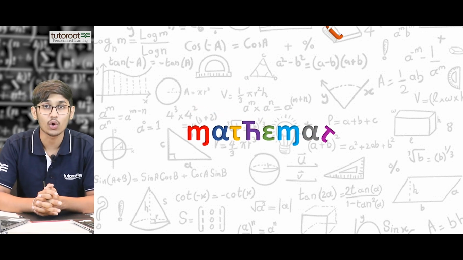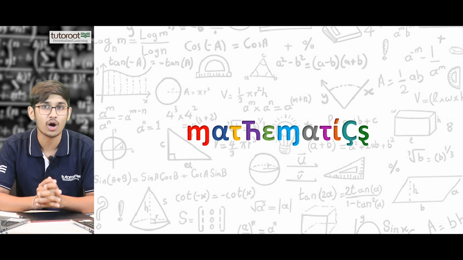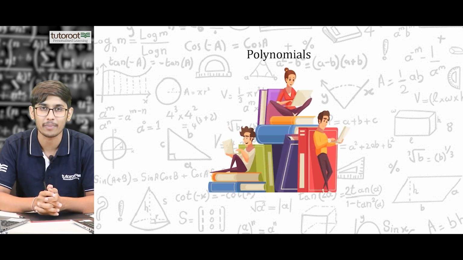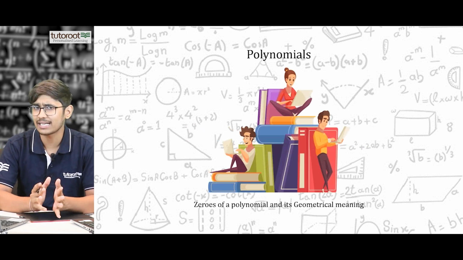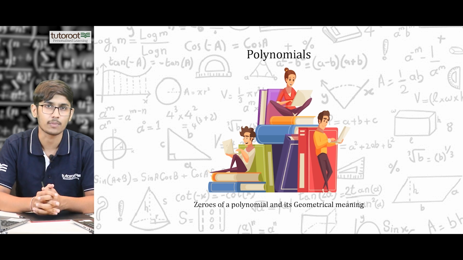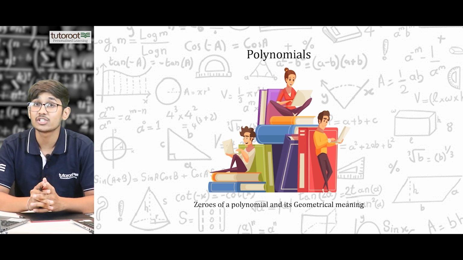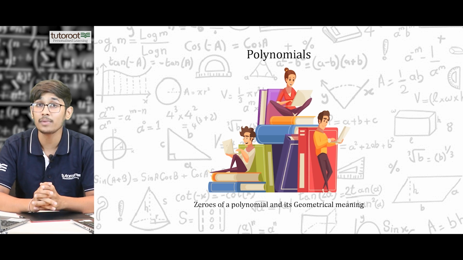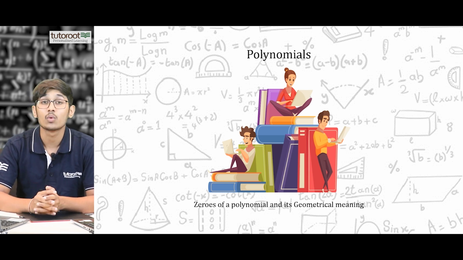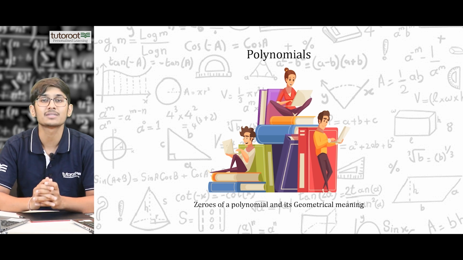In today's video, we'll be learning about the zeros of a polynomial and its geometrical meaning. First, let's understand the meaning of a polynomial. The word polynomial came from two words: poly, which meant many in Greek, and nomial, which comes from the Latin nomen, or name. The words together, polynomial, means many terms.